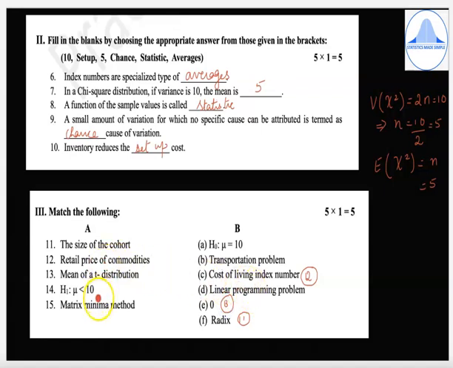Then H1 mu is less than 10, that is the alternative hypothesis. So H naught mu equal to 10 will be the null hypothesis. Matrix minima method is the method used for a transportation problem's solution.